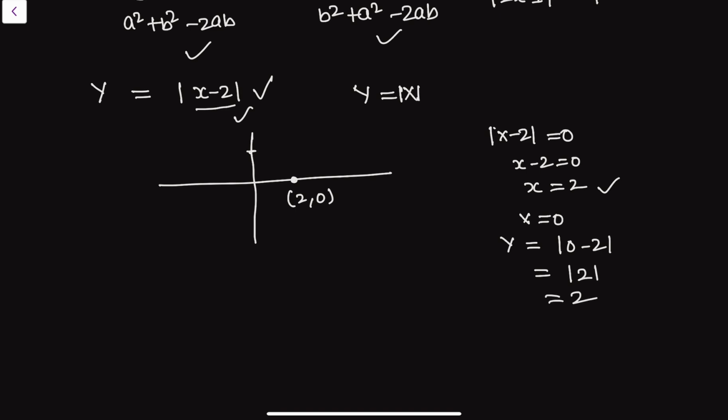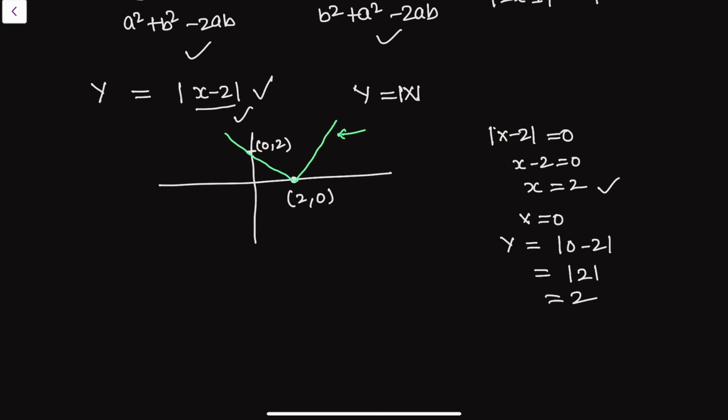So another point is (0, 2). Now if you have these 2 points, you can easily plot the graph. So what you can do, you can plot half of the graph in this way and then this way. Though you don't have any coordinate on this side, you can roughly plot it in this way. So this is the graph of y = |x − 2|.